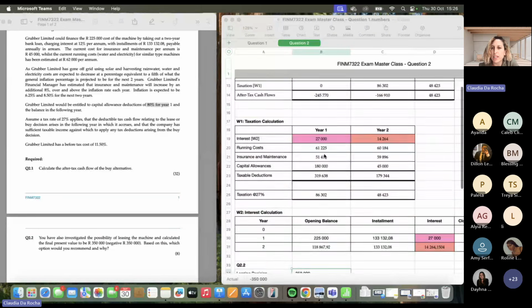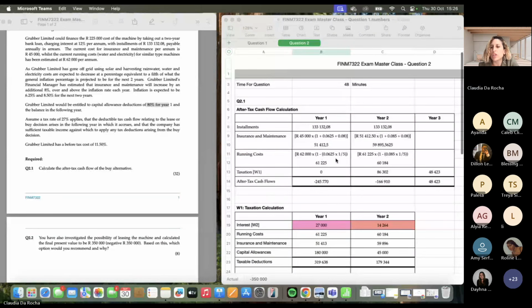Why are we subtracting from the 1? So when we are subtracting from the 1, let me share my screen again. In essence, what it says here is that the electricity cost is expected to decrease at a percentage equivalent to a fifth of what the general inflation percentage is predicted to be. So I'm taking my 45, or the 62, and I'm multiplying it by whatever's left over, because it's decreased by a fifth. That's why I'm minusing the 1.